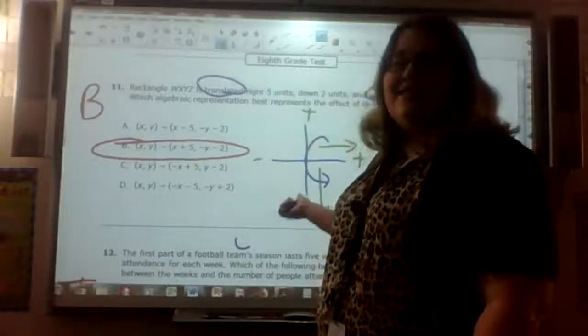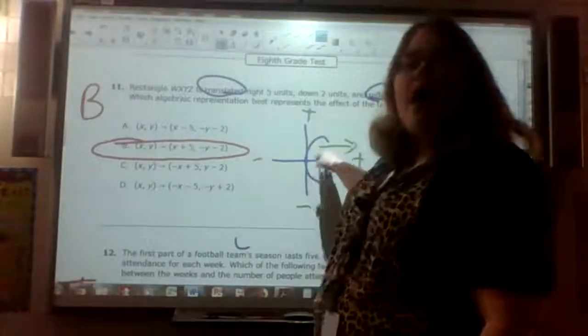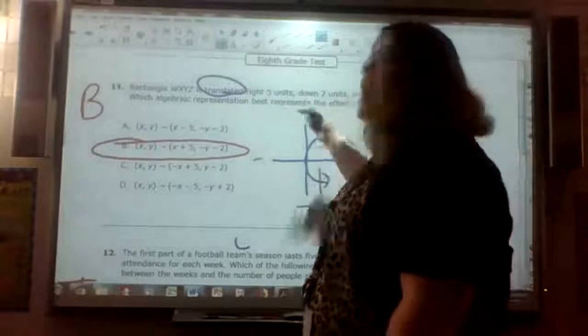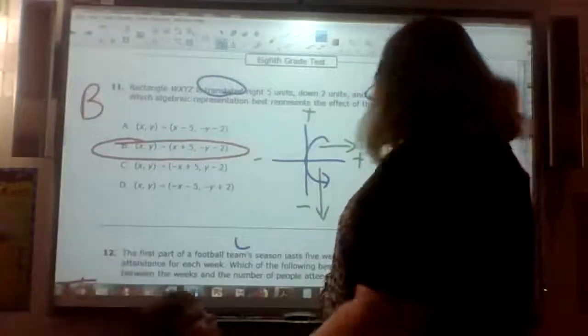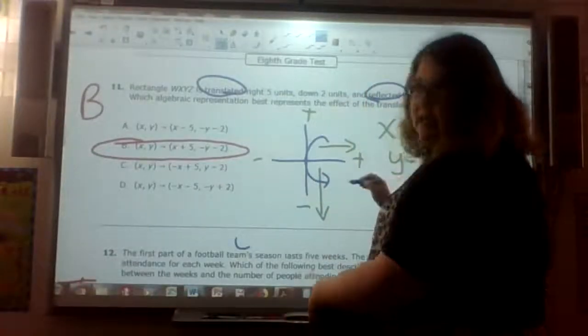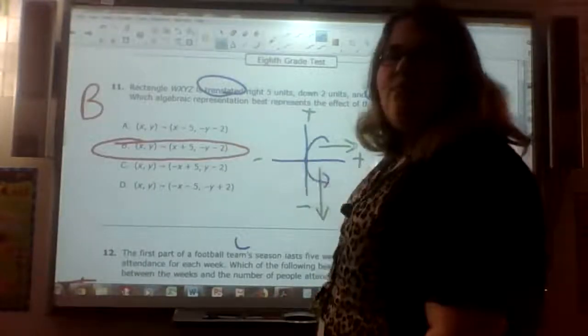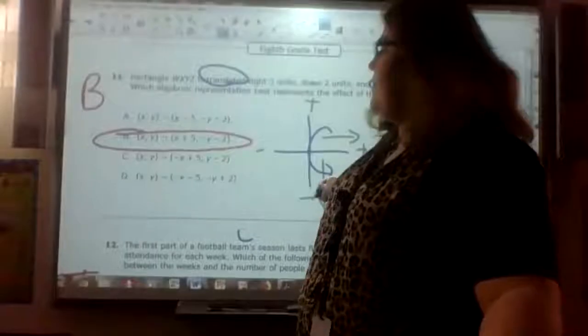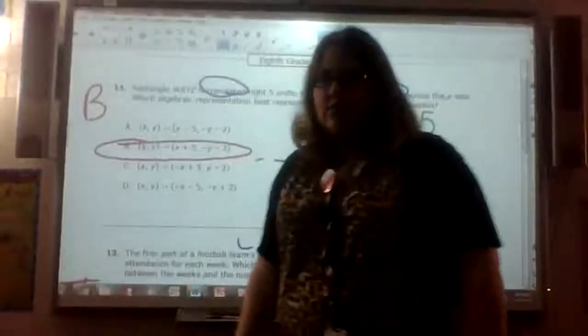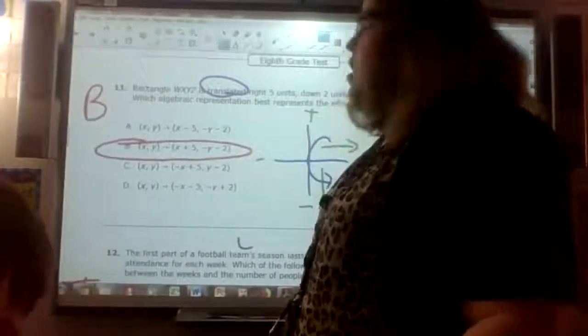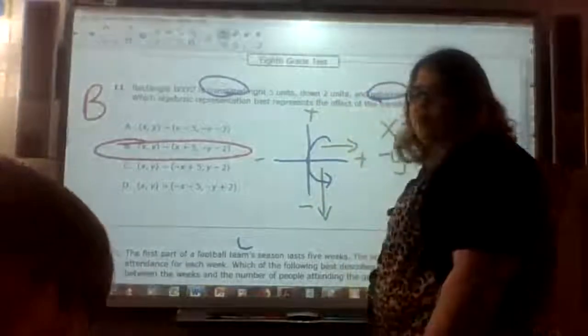My x stays the same, but my y changed. It went to the opposite. So the opposite is when it's negative. That means I'm going to have an opposite y. My y will be negative. It will do the opposite, which is why B is your answer. Okay. Let's go ahead and go to number 12.